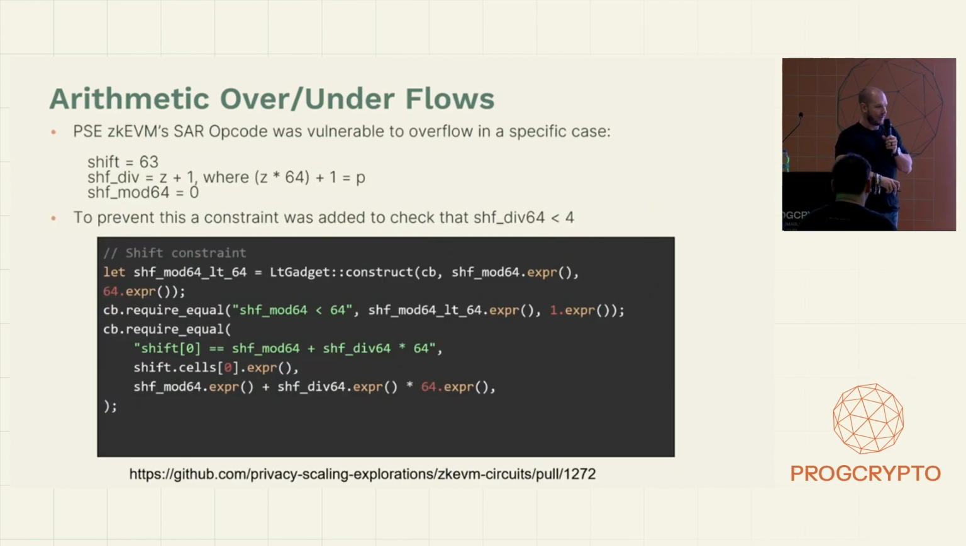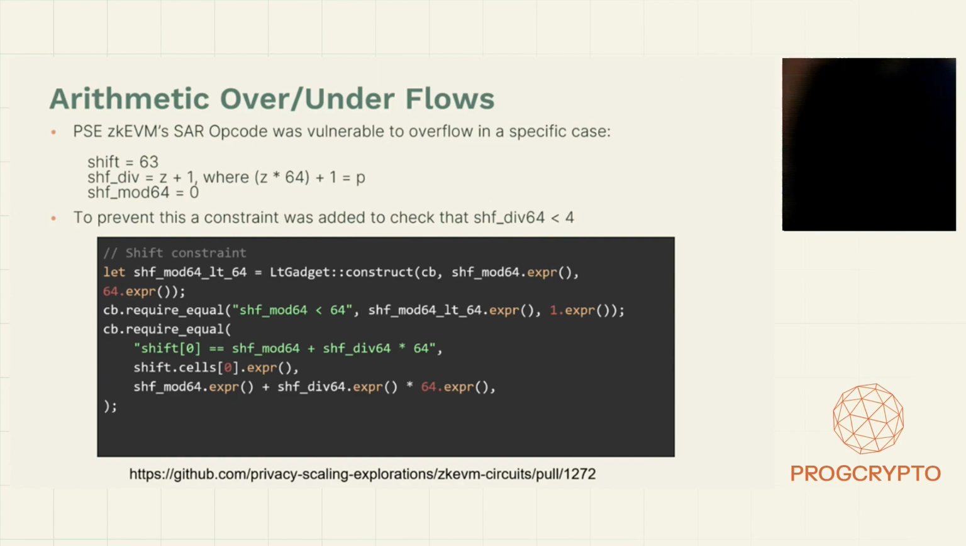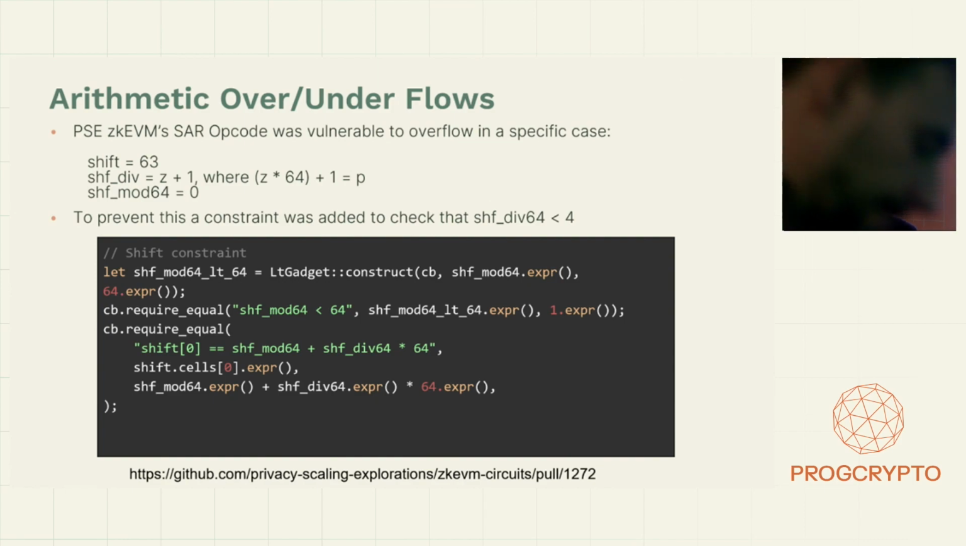This is a really interesting one. So the PSE zkEVM SAR opcode, which is shift arithmetic right, I think is what it stands for. It's basically just a shift. There was an issue where shift div could overflow. If you go to this GitHub link at the bottom, you can see where the issue was created. And this PR will show a possible shift div that would cause this overflow. That would basically allow you to update the state.